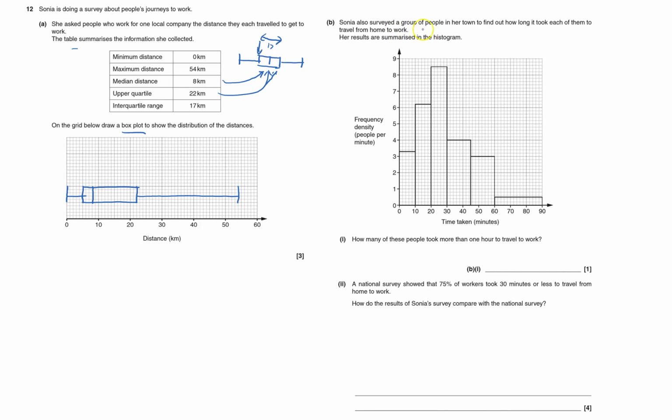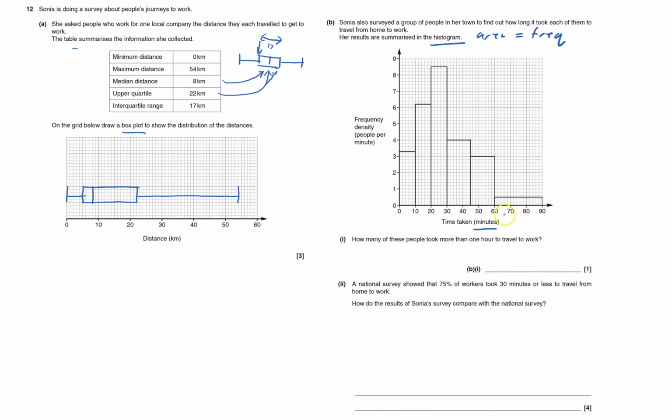And Sonia also did find out how long it took them to travel from home to work. These are her results, and put it in a histogram. And a histogram is important because here the area equals the frequencies, not the height, it's the area of the bar. So how many of these took more than 1 hour? That's more than 60 minutes. So it's these ones here.